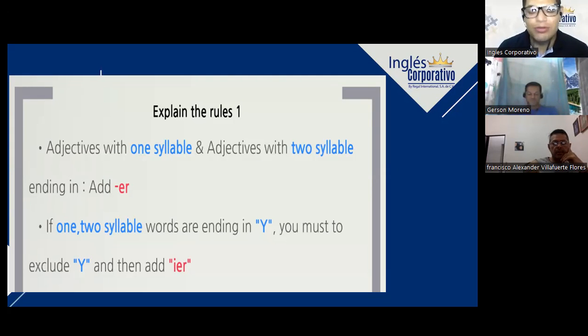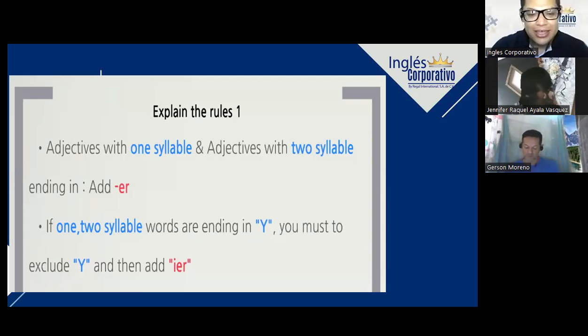Ahí vamos viendo colder. Vamos a usar otro adjetivo. Usemos el adjetivo lento, que en este caso es slow. Yo quiero decir más lento. Slower, yes. Ahora quiero utilizar el adjetivo limpio, que es clean. Y para decir más limpio, cleaner. That's right. So we can use that.